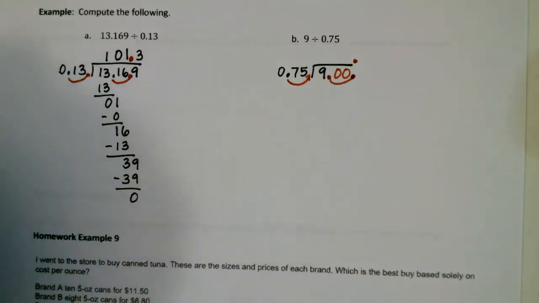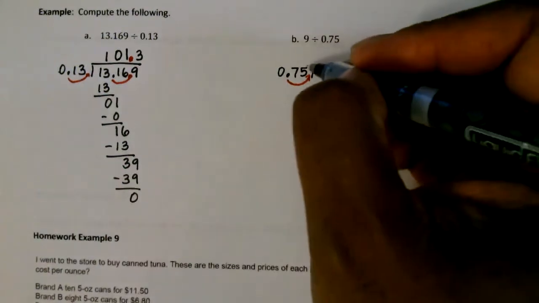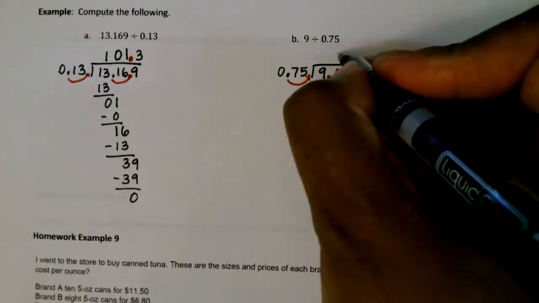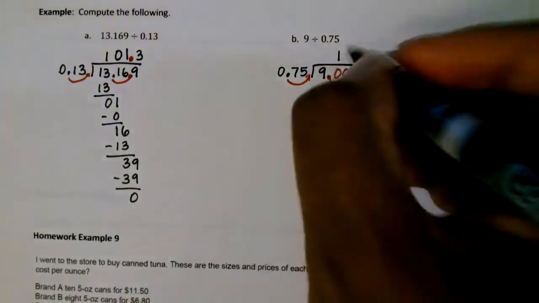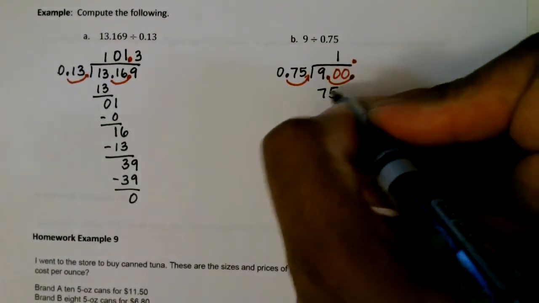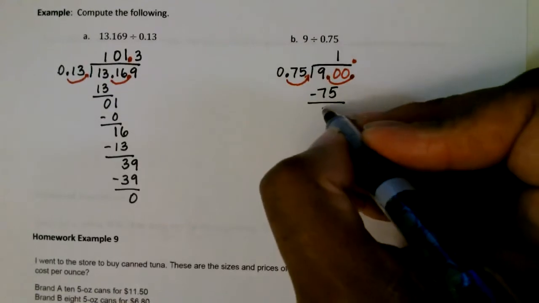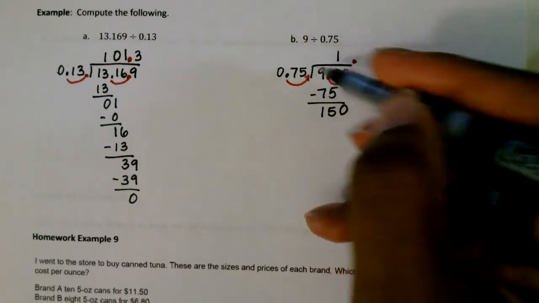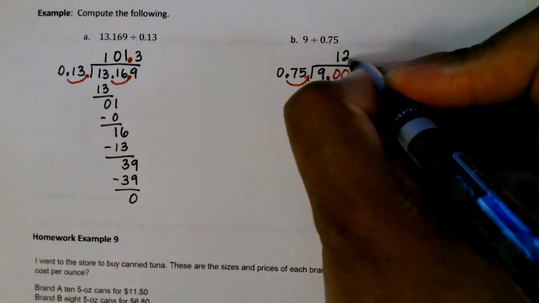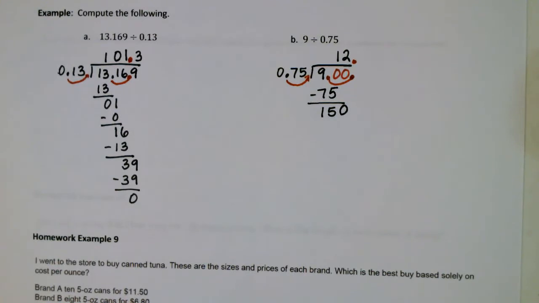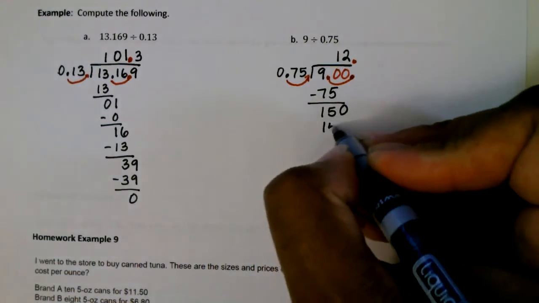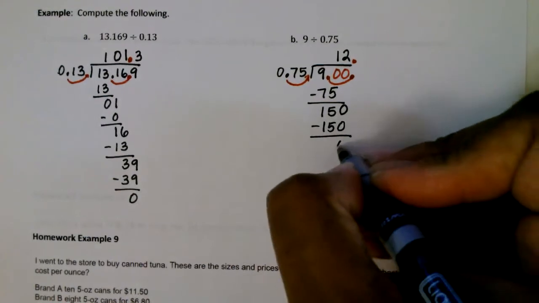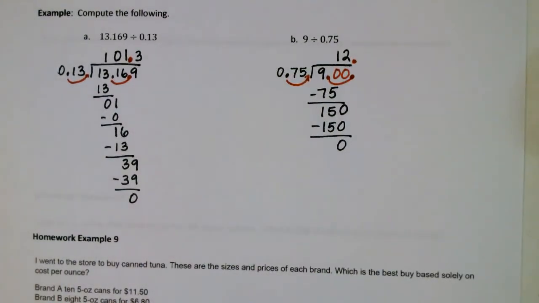So now, we're going to do our division. Let's start with dividing 75 into 90. That will go 1 time. 1 times 75 will be 75. Subtract 75 from 90, you'll get 15. Bring down the 0. 75 into 150 will go 2 times. 2 times 75 will be 150. 150 minus 150 is 0. So 9 divided by 0.75 would be 12.